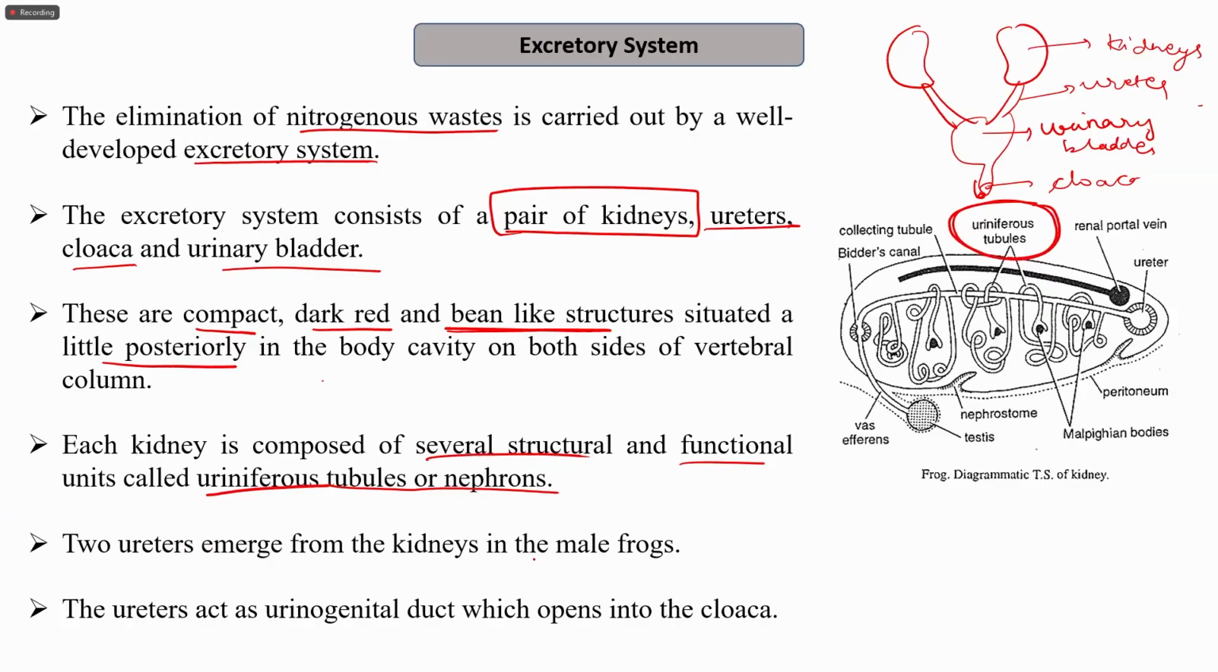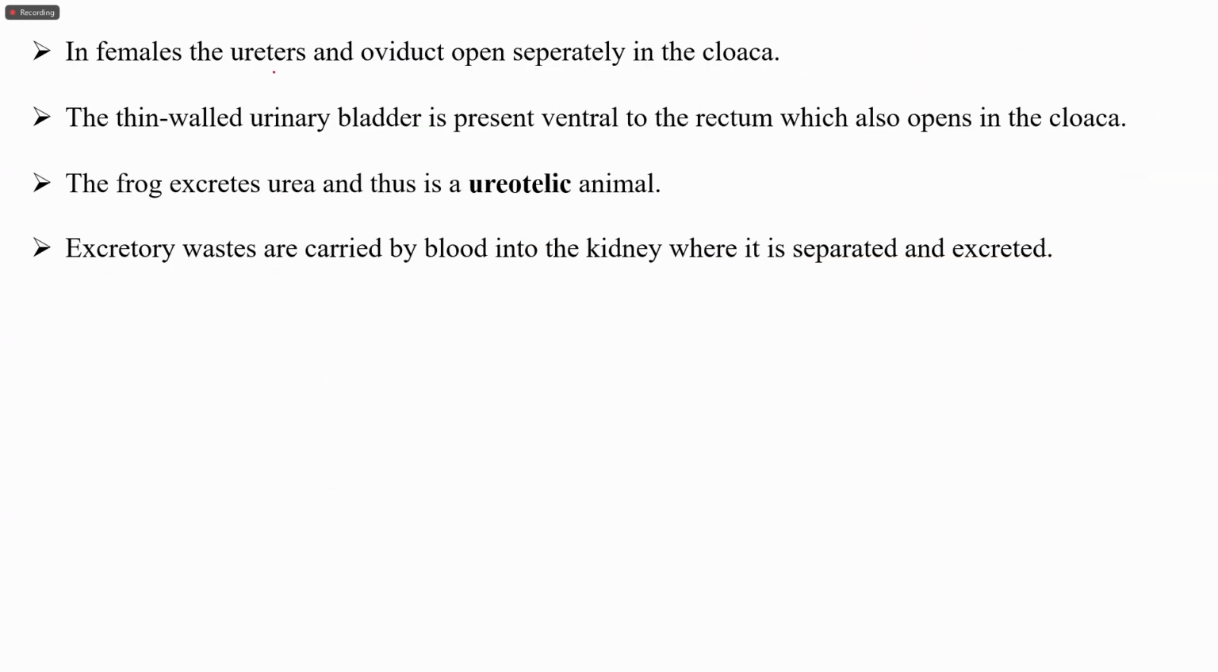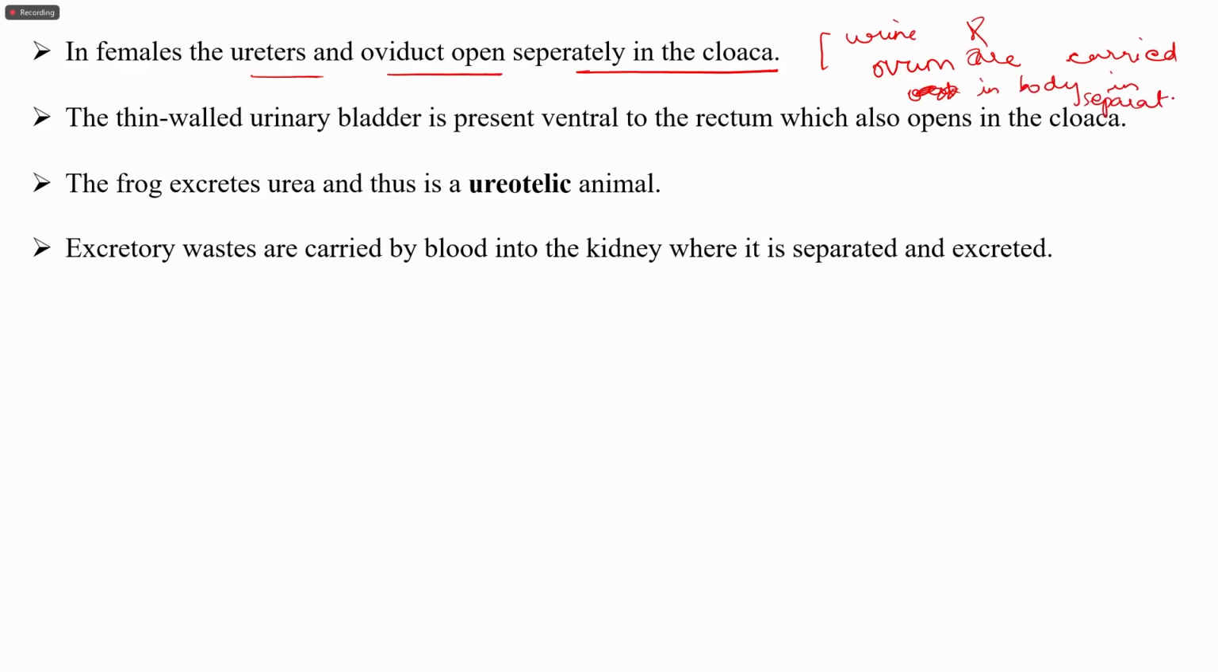So two ureters emerge from the kidneys in the male frog. The ureters act as a urinogenital duct which opens into the cloaca. In females, the ureters and the oviduct open separately in the cloaca, because in females the urine and ovum are carried in the body in separate tubes.